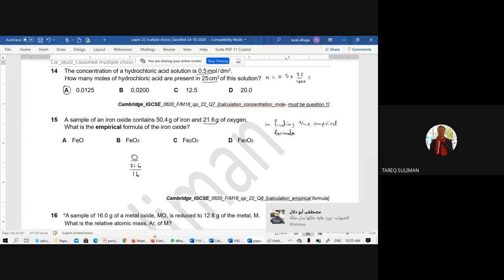In finding the empirical formula, we divide by what? Divide by Ar. Don't forget it. Okay? I will continue from this point. Empirical formula. Agree?